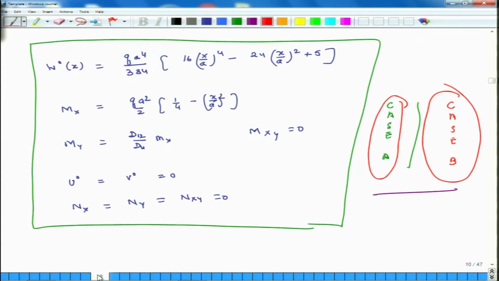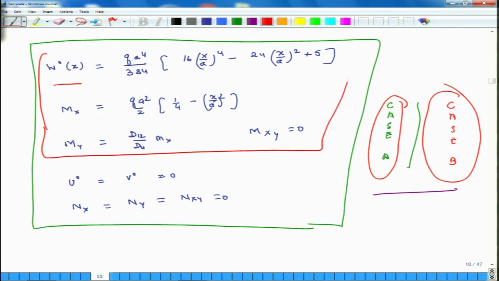Okay. So for that reason you see that the expression for W is the same. This is the out of plane solution, and it is the same out of plane solution. Why is it the same? Because the out of plane boundary conditions are the same, the geometry is the same, and the lamination sequence is the same. Okay. So the solution will also be the same.